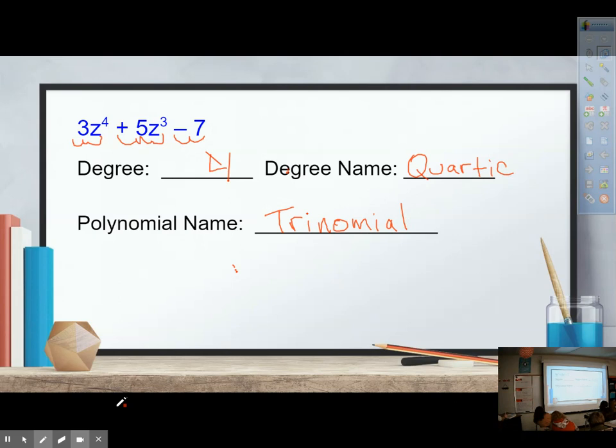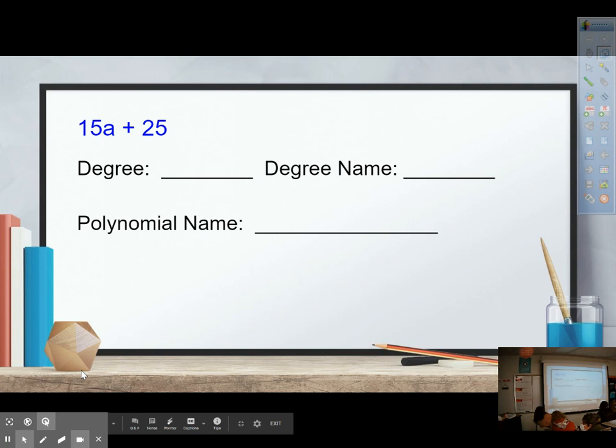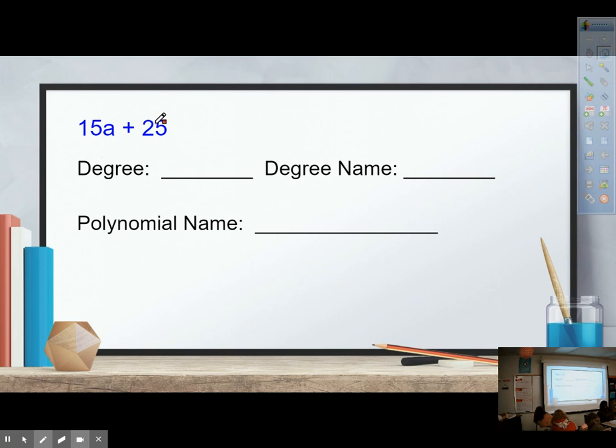Okay, let me do another one for you. 15 times A plus 25. So the degree is the biggest exponent. Well, this 25 has a degree of 0. This 15A has an exponent of 1. That A has an exponent of 1. So my degree is 1. And if I look back at my table, a degree of 1 is linear. So this is a linear polynomial.